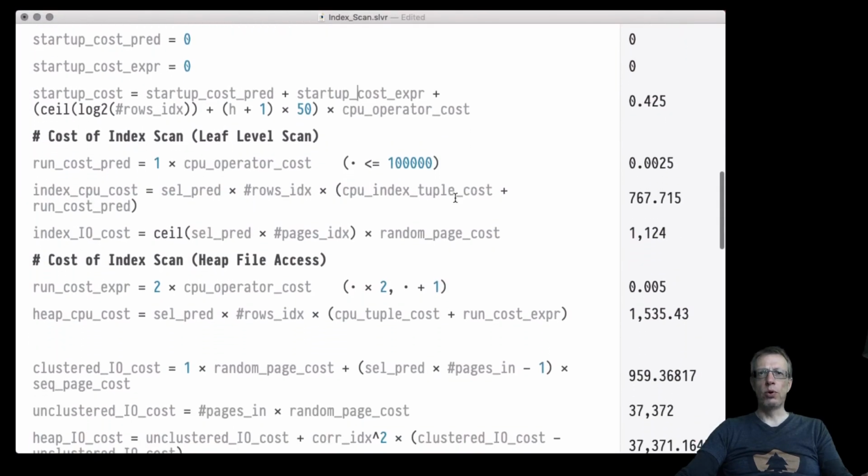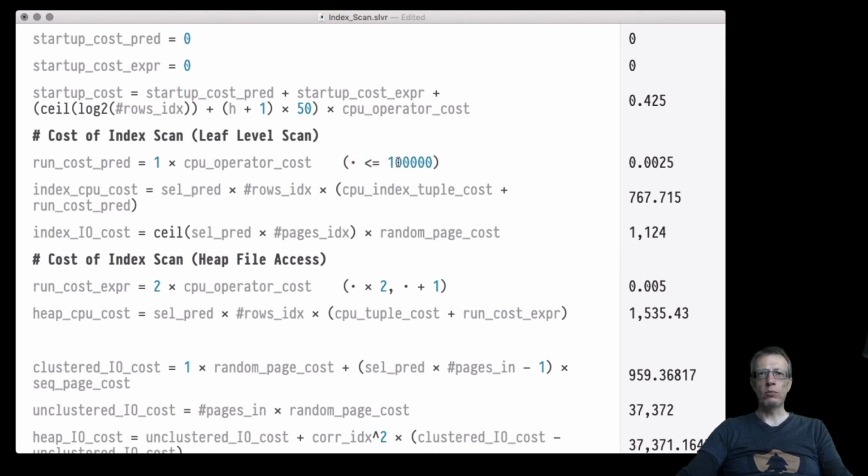Now for the other two components, the leaf level scan and the heap file access. During the leaf level scan, we will of course have to evaluate the predicate. The run cost of the predicate is essential now that we have to evaluate it for all of the rows inside our index leaf level scan, so that we don't exceed the upper limit of our range scan. You can see that this is just 1 times the CPU operator cost because we are facing this simple less than or equals comparison here.